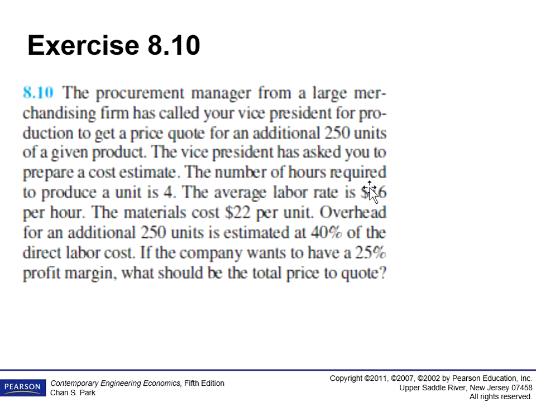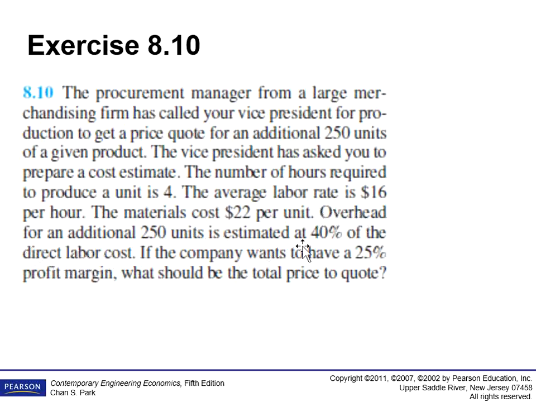The number of hours required to produce a unit is 4. It takes 4 hours to produce 1 unit, right? The average labor rate is 16 per hour. So can you calculate what is the labor cost for 1 unit? 16 multiplied by 4, 64 is the labor cost for 1 unit of a product, right? This is the cost of labor. Material cost is 22 for 1 unit.